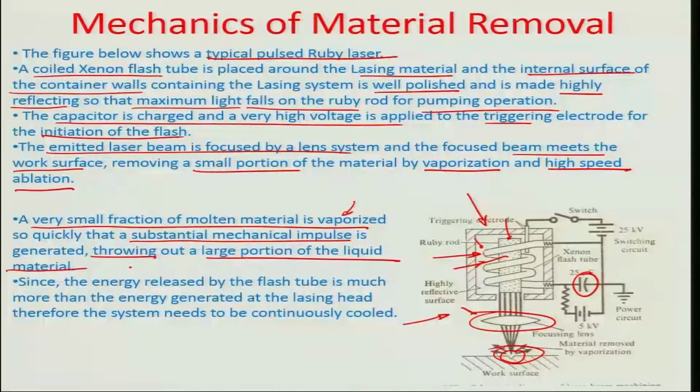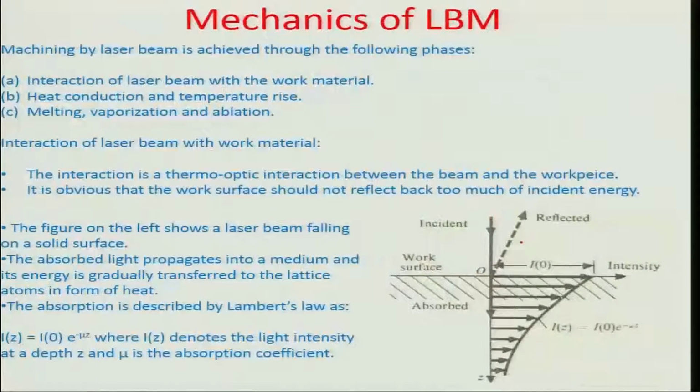Since the energy released by the flash tube is much more than the energy generated by the lasing head, the system has to be continuously cooled so that the ruby laser doesn't get so hot that it starts to melt. So that's how you produce a solid state laser, and you can now study in detail the basic physical mechanism behind the laser beam machining process.